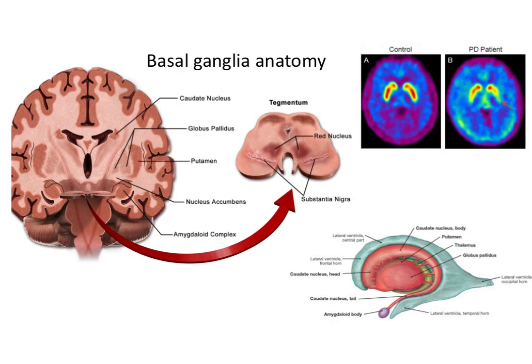Hello! In this video we're going to look at the pathophysiology of movement disorders, but first of all we're going to take a look at the normal anatomy and physiology of the basal ganglia and cerebellum. So let's start off by taking a look at the basal ganglia.